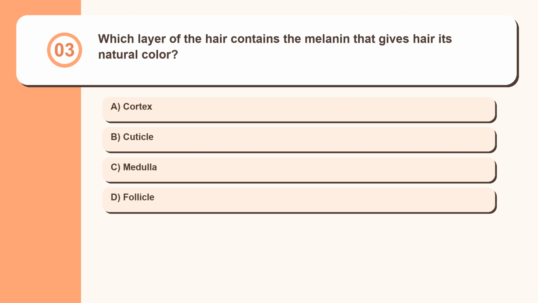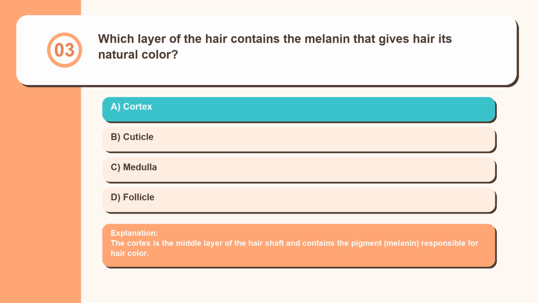Question 3. Which layer of the hair contains the melanin that gives hair its natural color? Cortex, cuticle, medulla, follicle. The cortex is the middle layer of the hair shaft and contains the pigment, melanin, responsible for hair color.